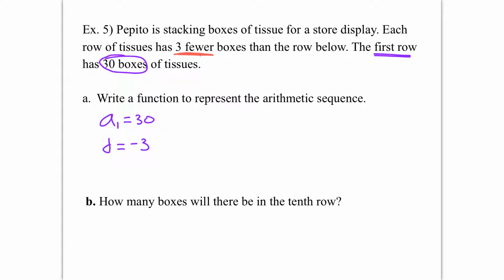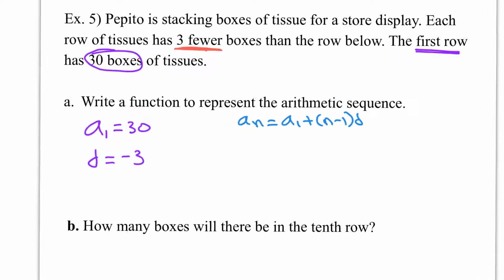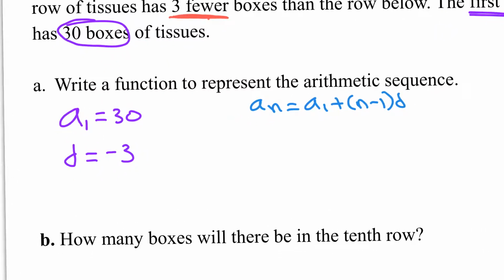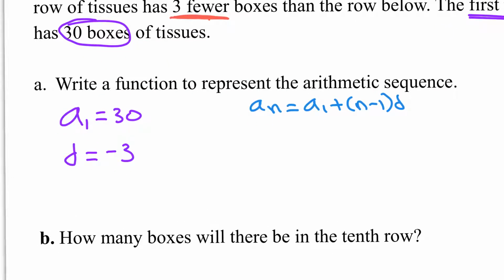So first of all, I'm just going to write down the formula again for the nth term. And I am going to zoom in here so I can have a little bit more space. So I am going to just substitute what I have. So a sub n equals my first term, which is 30, plus we have the n minus 1 times the common difference, which is -3. You guys are subtracting 3 every time.